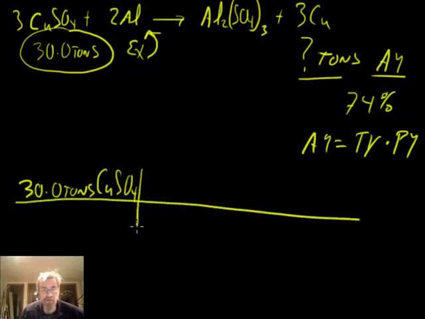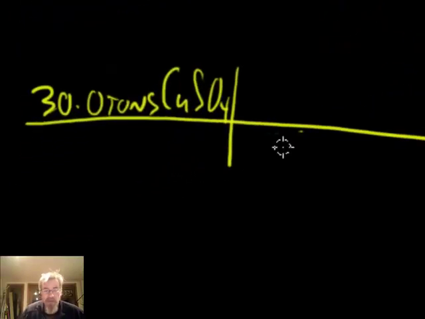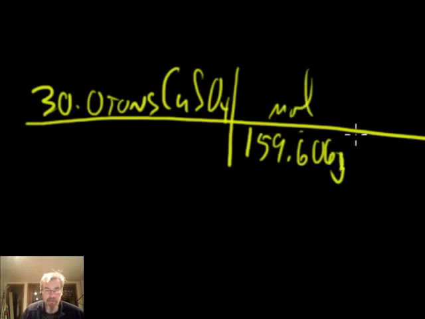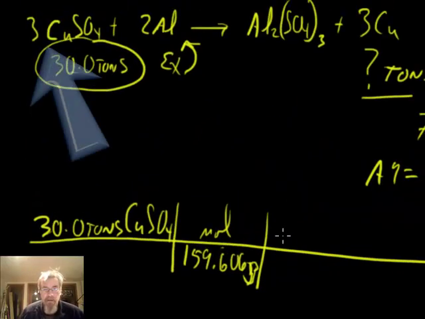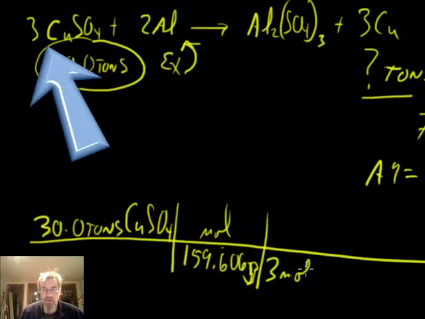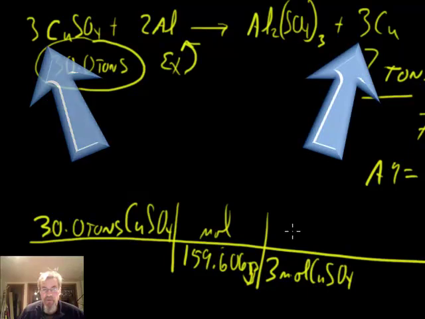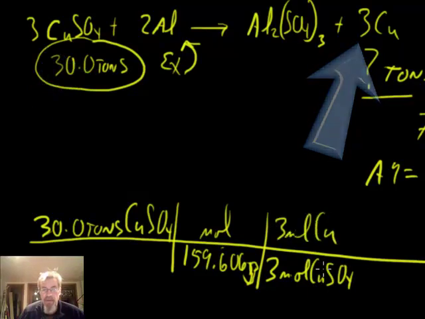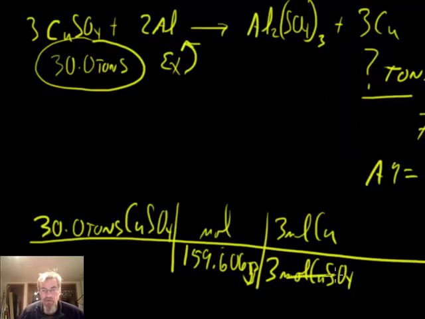So our first step is we're going to convert to moles. Not exactly moles, but something equivalent to moles. Molar mass of copper 2 sulfate is 159.606 grams per mole. So this now gives us not grams, but gram moles per ton. It's a funky unit, but it'll take care of itself in the end. The mole ratio is 3 moles CuSO4 react to form 3 moles of copper. So now moles of CuSO4 are gone, and we have mole tons per gram of copper.